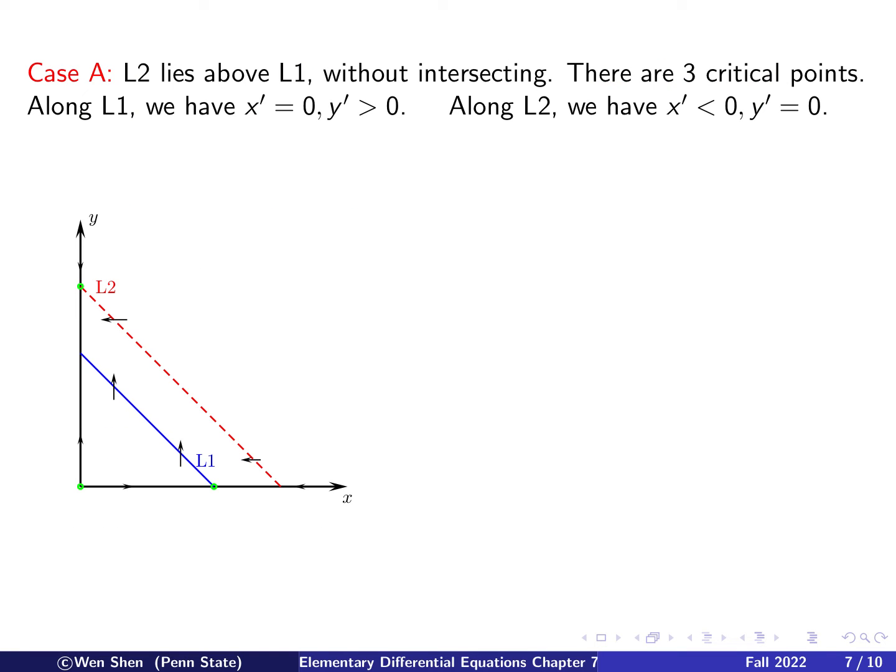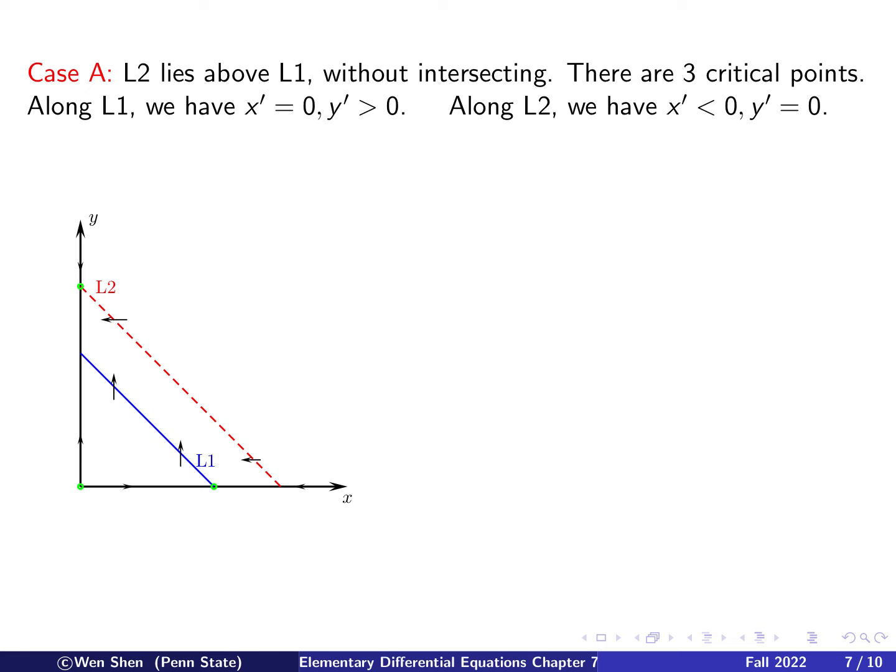Case A is the case where line 2 lies above line 1 completely, and they do not intersect in the first quadrant. And then we see that the system will just have three critical points. One is at the origin, and one is here where line 1 intersects with the x-axis. Another is here where line 2 intersects with the y-axis. And there is not the number 4 critical point.